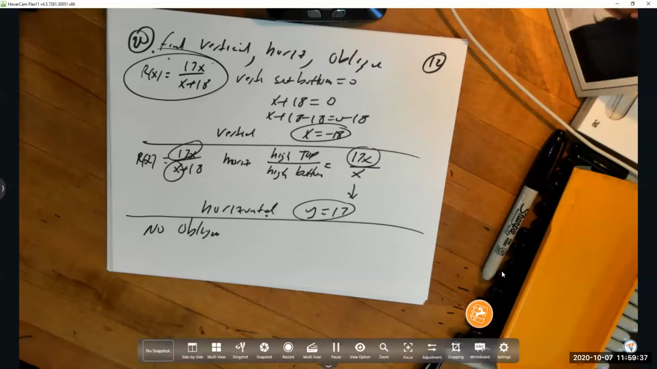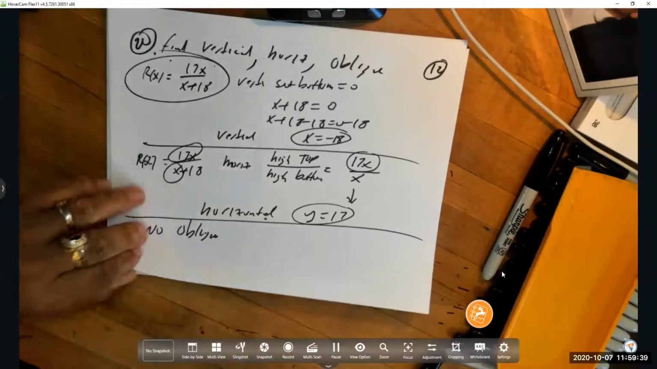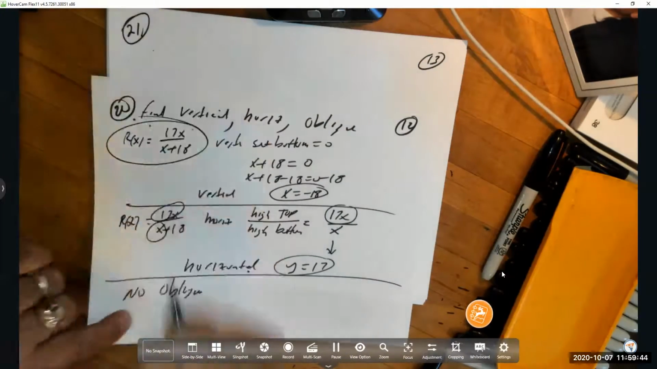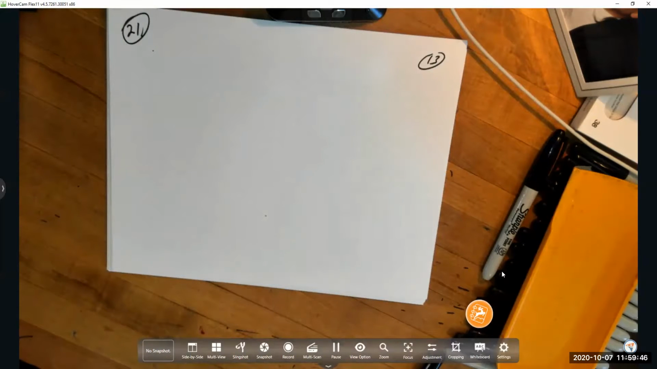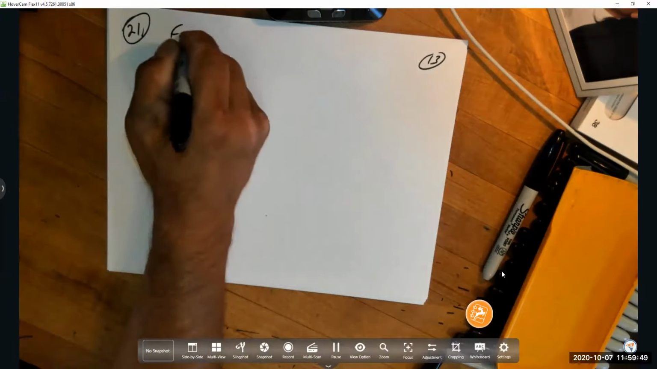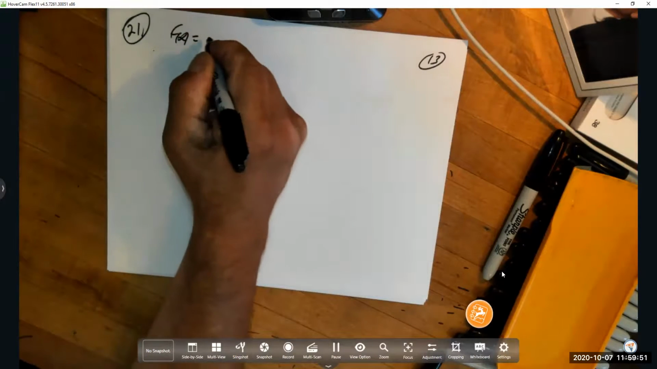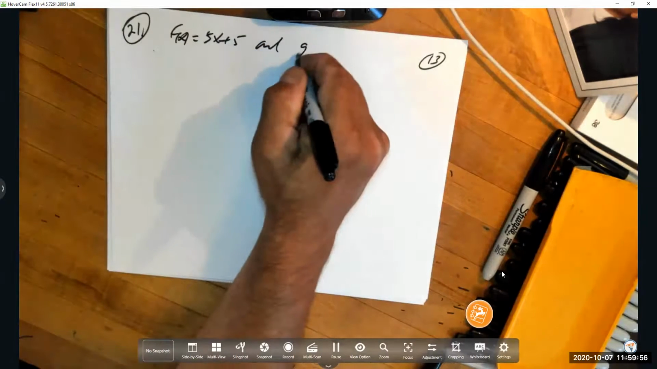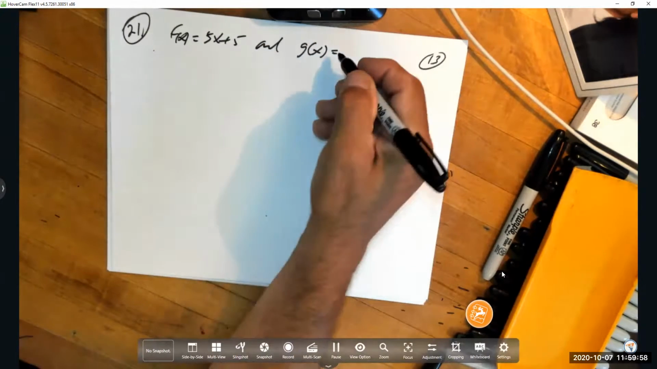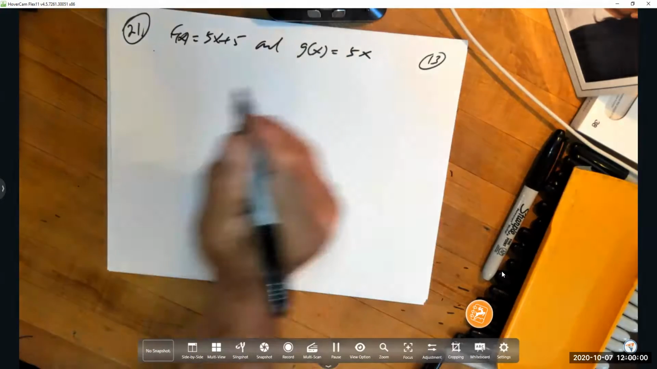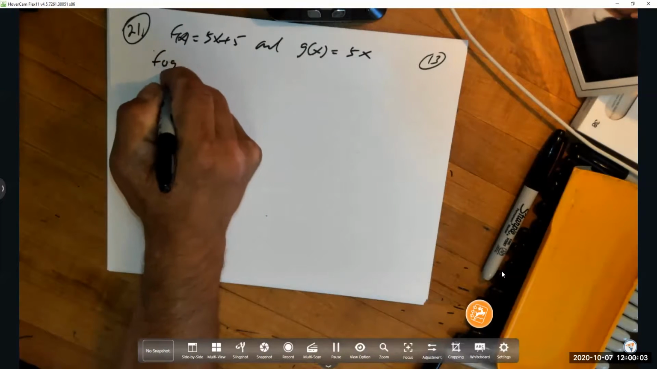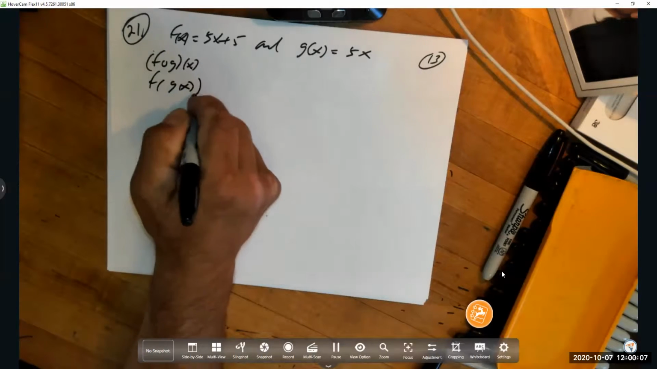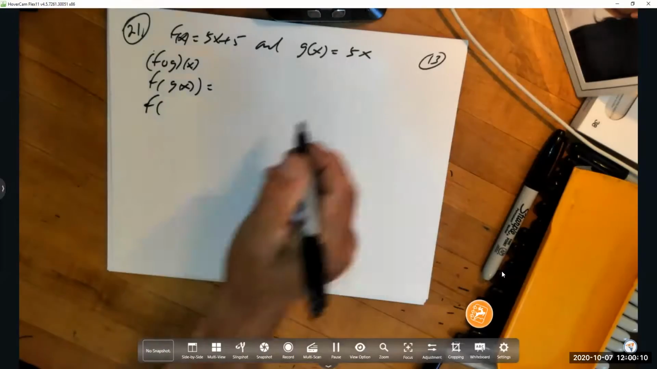Okay, I'm going to go to number 21. It says f of x is 5x plus 5 and g of x equals 5x. So now it says f circle g of x, or f of g of x, is that thing right there.